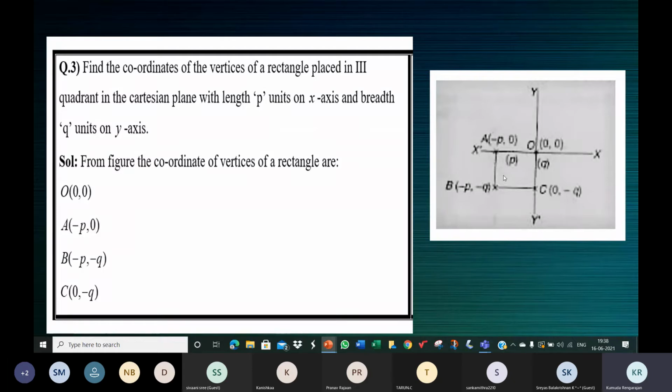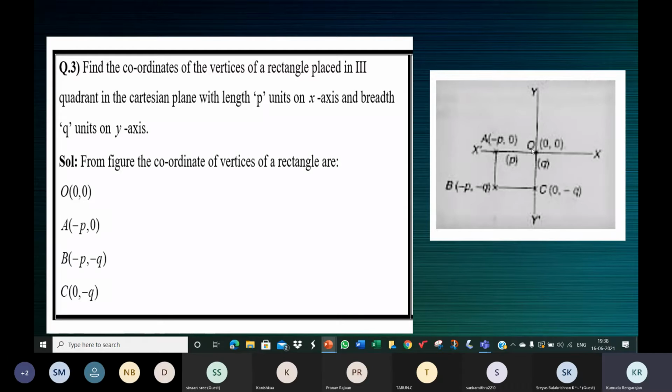And what else? Find the coordinates of the vertices with length p units on the x-axis. See, children, the rectangle is completely in the third quadrant. It doesn't stretch a little to the second or a little to the fourth. It's completely in the third quadrant. Length p units on the x-axis, so it has to be this side. It cannot go to the positive side of the x-axis because it's in the third quadrant.